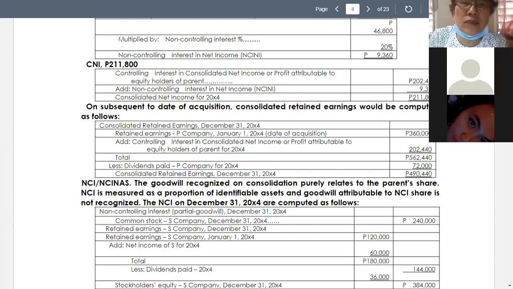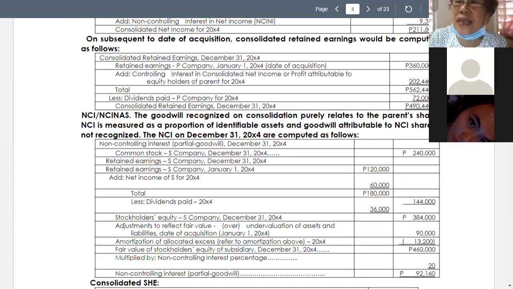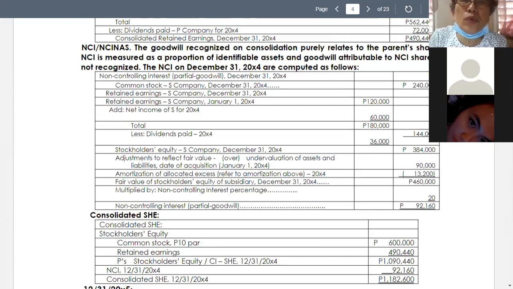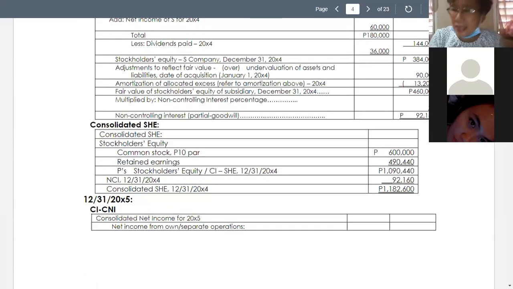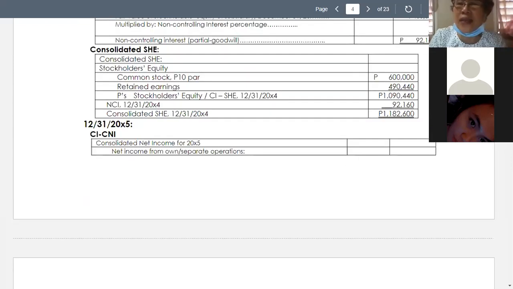Okay? On subsequent to date of acquisition, the consolidated retained earnings should be computed as follows. So we have now the consolidated retained earnings on December 31, 20x4. We have already extended that in our worksheet, amounting to 490,440. Then the goodwill recognized on consolidation purely relates to the parent share. NCI is measured as a proportion of identifiable assets and goodwill attributable to NCI share is not recognized. The NCI on December 31 X4 are computed as follows. So this is the one that I told you with an amount of 92,160, which we already extended in letter Y of the worksheet.